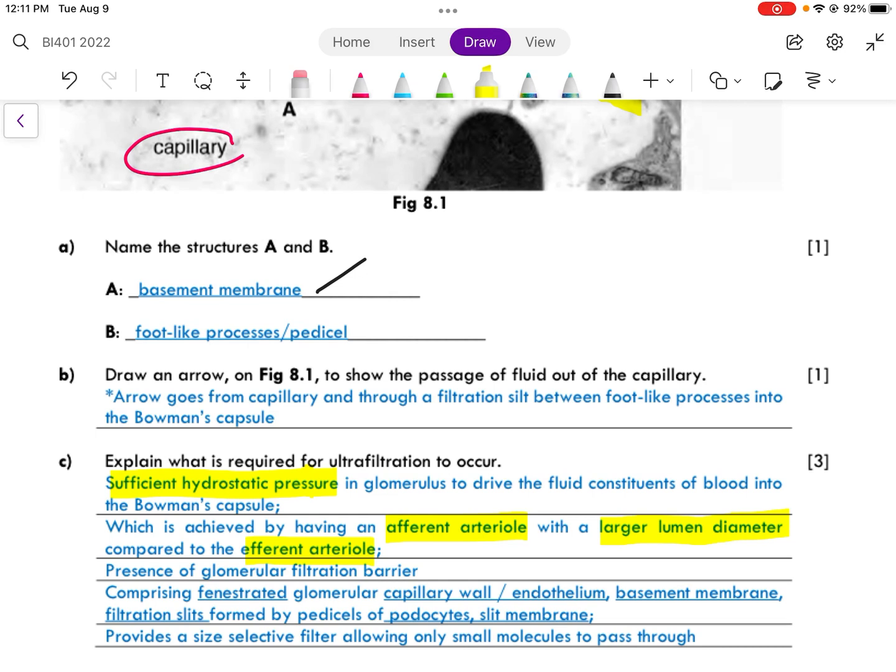Next, you should have a presence of a glomerular filtration barrier, and if we want to elaborate on it, it means that first, the capillary wall or the endothelium of the glomerulus is fenestrated. You want to mention the basement membrane. You want to mention the filtration slits formed by the pedicels of the podocytes. Last but not least, you want to mention the slit membranes. All of these provide a size selective filter that only allows small molecules to pass through. Okay, and that is what is required of ultrafiltration. It's a very typical question.